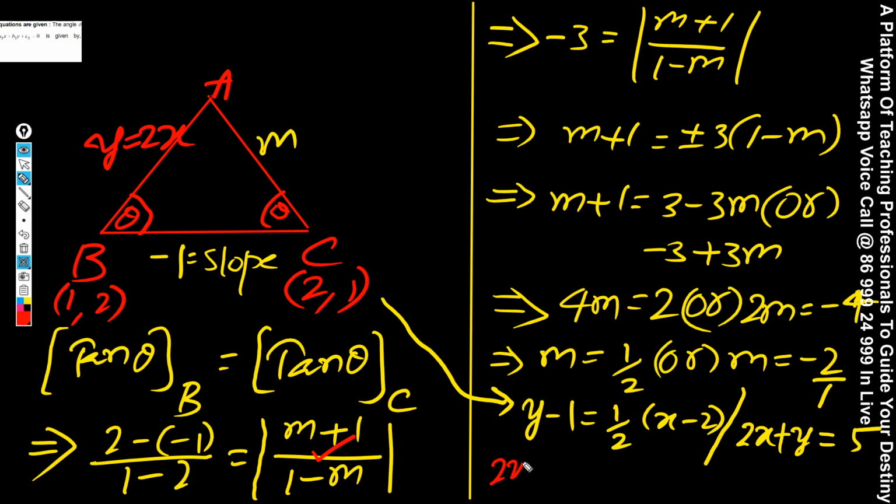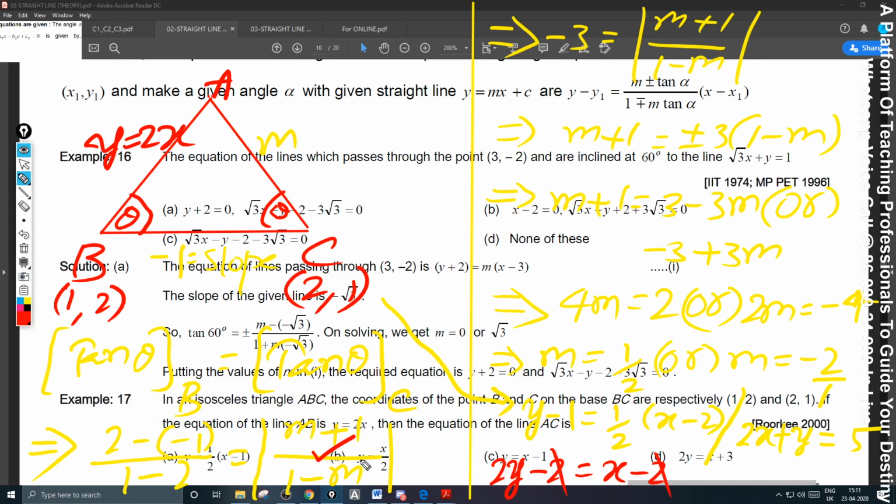2y is equal to, this is 2y minus 2 is equal to x minus 2. 2 gets cancelled. Y is equal to x by 2. That's what the answer is. Only one answer is given. The other answer is 2x plus y is equal to 5. So, I hope you understand that. So, y is equal to x by 2. That's what I have shown. Okay.